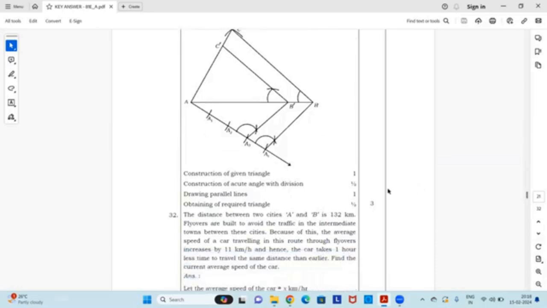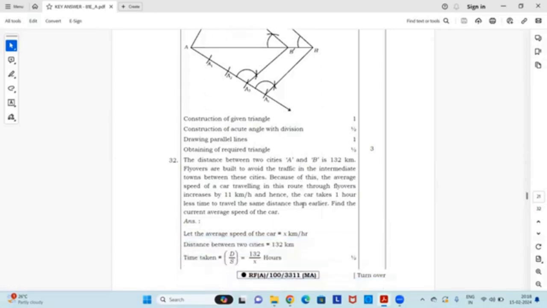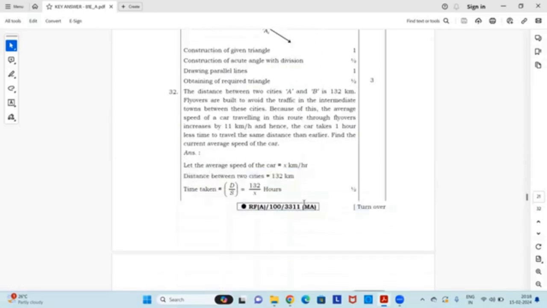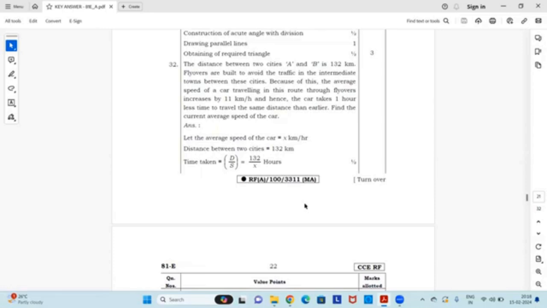Look at the segregation of marks. It's given: construction of the given triangle 1 mark, acute angle with division half mark, parallel lines 1, and required triangle half. Okay. Question 32. The distance between two cities A and B. Okay, it is a word problem.